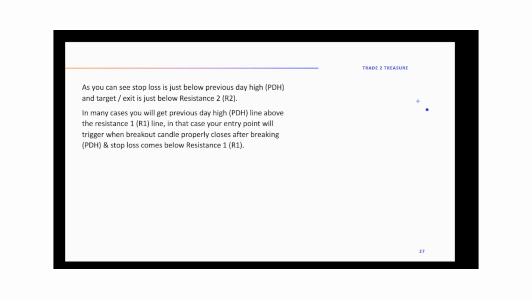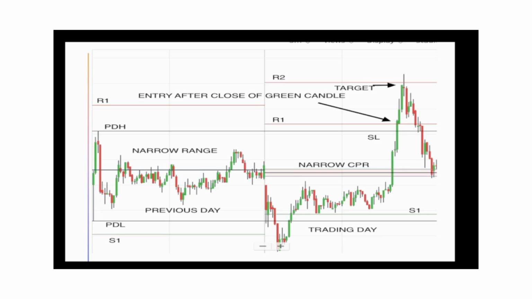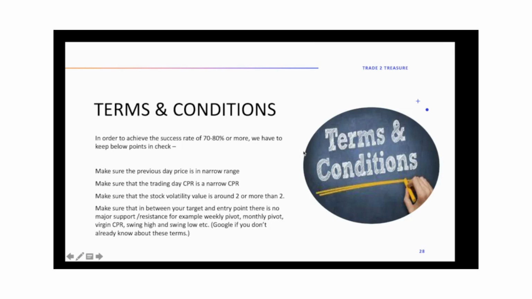Now, in this chart, also notice that I have kept the stop loss below the previous day high. And if your R1 is below PDH and your PDH is above R1, then your entry signal will come when your green candle breaks the previous day high, that is PDH. And then in that case, your stop loss line will become this R1. And you just have to keep your stop loss below the R1.